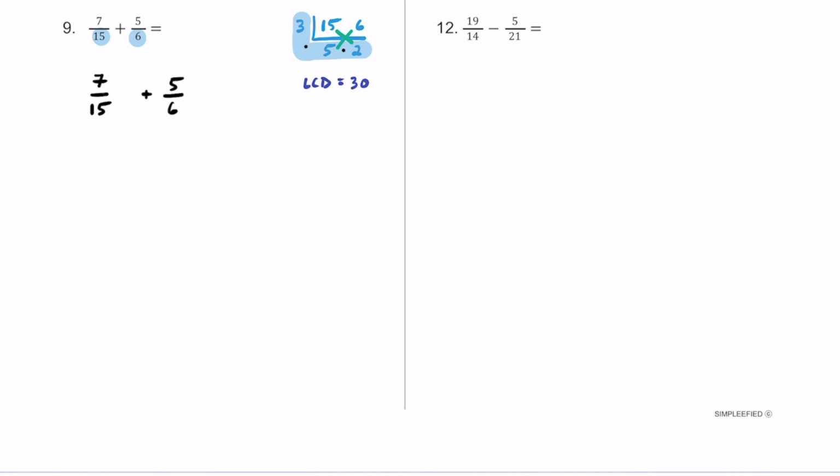All right, so how many 15s do we need to get to 30? It looks like it's 2. So let's go ahead and write times 2 times 2. And how many 6s do we need to get to 30? It looks like it's 5. So let's go and do times 5 times 5.